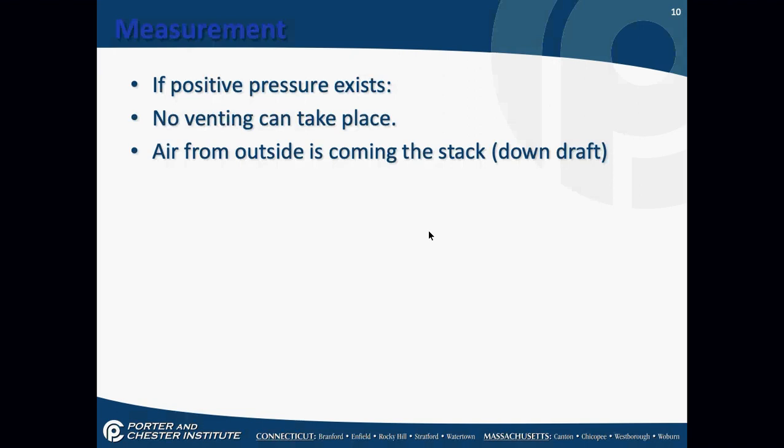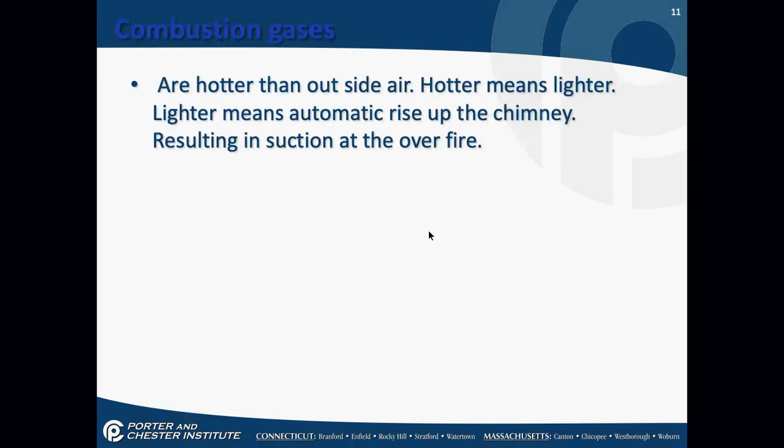If a positive pressure exists, it's not going to vent. Air from outside is coming down the stack, known as a downdraft. This is an extremely dangerous condition. Carbon monoxide is going to come into the space. Again, if it's a positive pressure, air from outside is coming down the stack, downdraft.